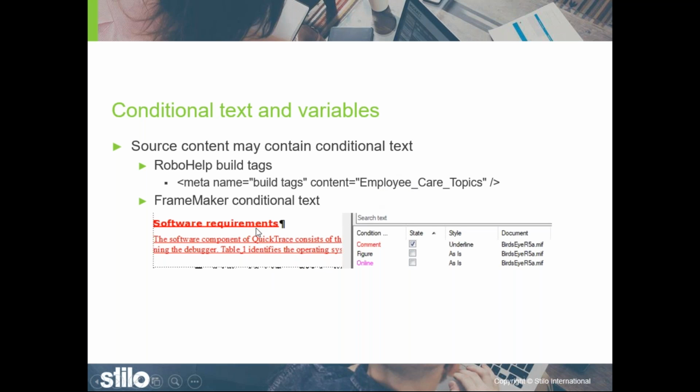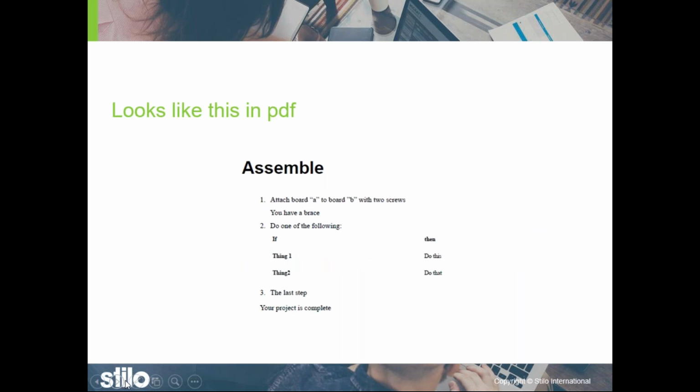So what we see here is this red text has been given the condition comment in FrameMaker. And this is a build tag coming from a RoboHelp topic. So the content of this build tag is employee care topic. So we know that this HTML file would be published in something that was designed for employee care topics. Otherwise, it would be left out.